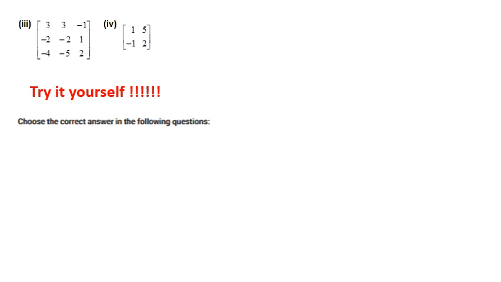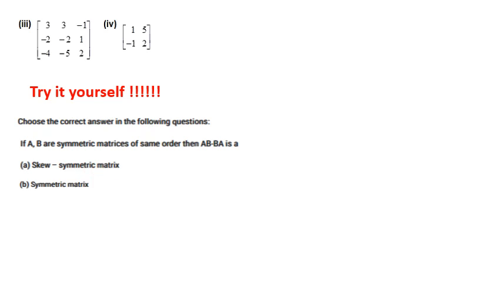We'll have a look at these two questions once. Choose the correct answer in the following questions. The first one: if A and B are symmetric matrices of the same order, then AB minus BA is, four options are there: skew symmetric matrix, symmetric matrix, zero matrix, and identity matrix.